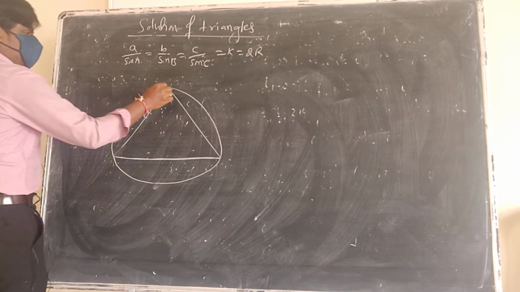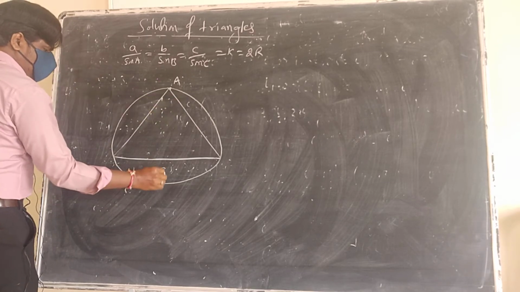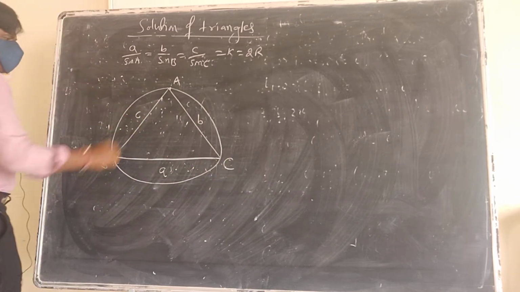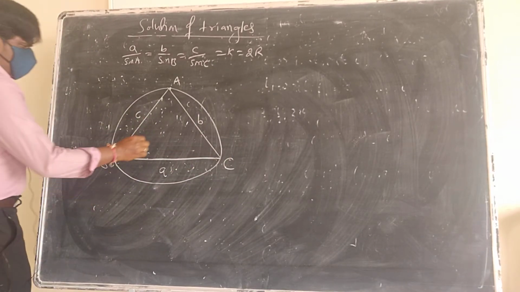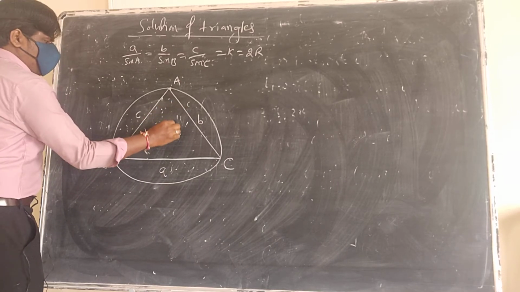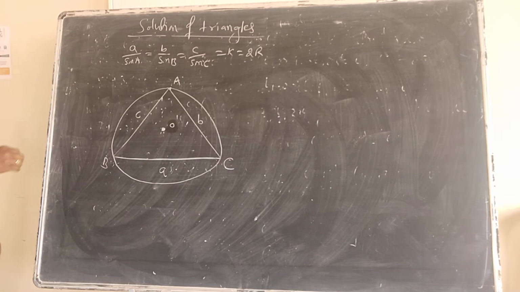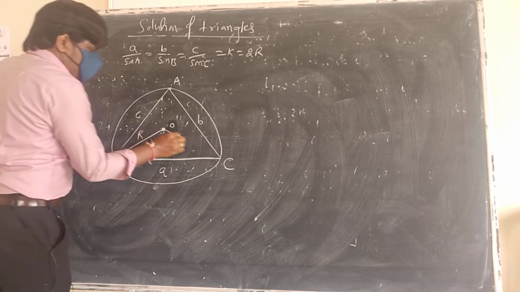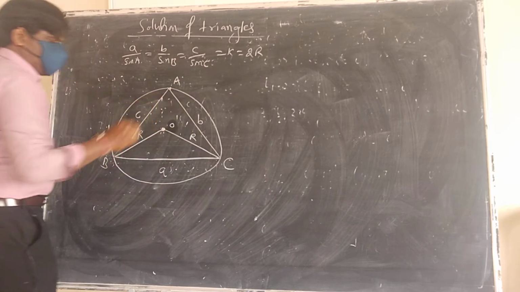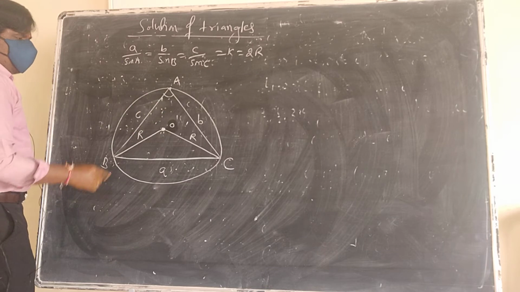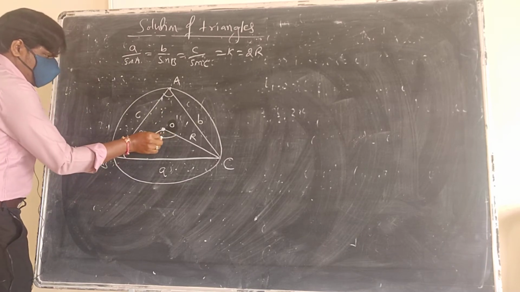Now this is the vertex A. Capital A is opposite small a, capital B is opposite small b, capital C is opposite small c. Now you know that this is the center of the circle. Let us take the center of the circle as O. This is the radius, this is the radius, and this is also the radius, meaning two sides are equal. Now you learned in class 9, this is the angle A. Then how much will this angle be?